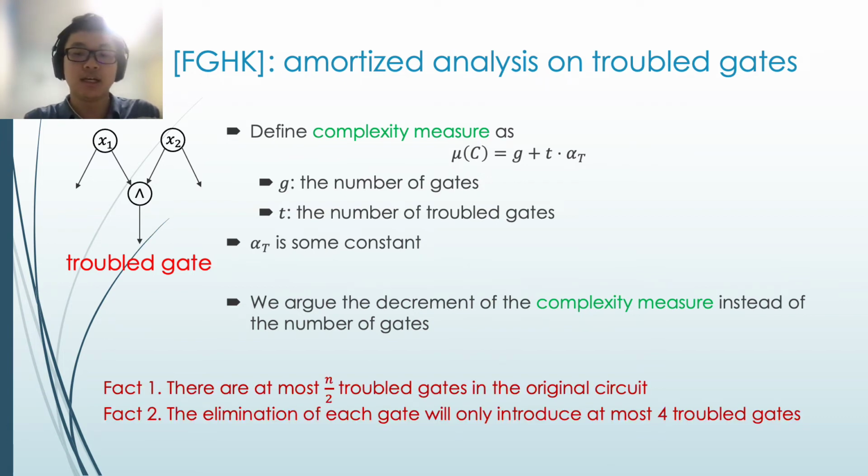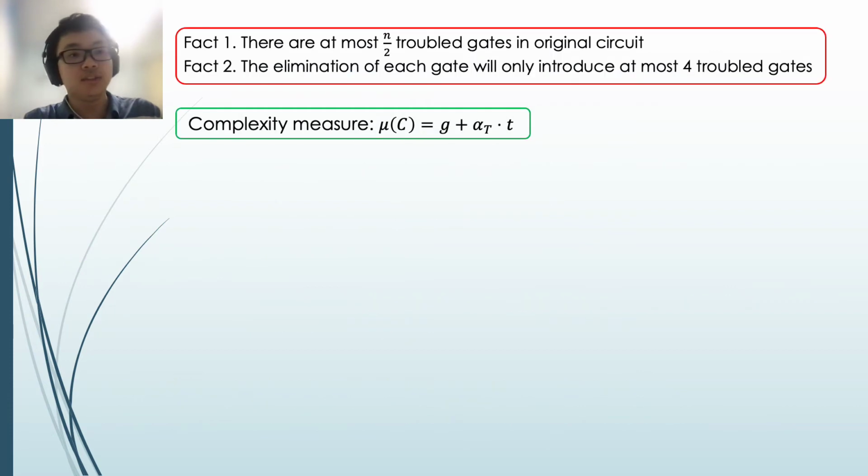The key observation is 2 facts. First, there are at most n over 2 trouble gates in the original circuit. Second, the elimination of each gate will only introduce at most 4 trouble gates. With these two facts, what can we do?